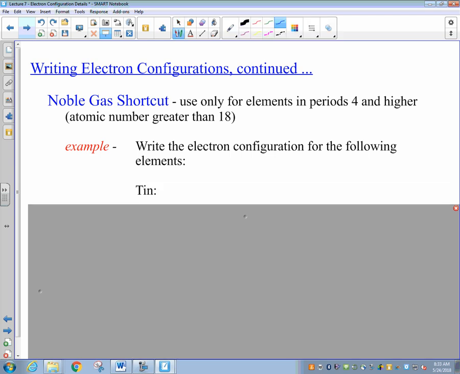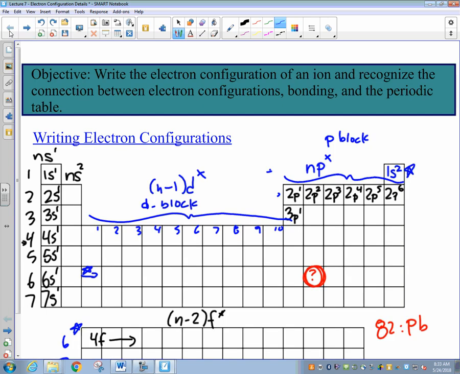Find tin on your periodic tables. Tin is element number 50. Element number 50 on your periodic table is found in the P block, right down here. So here's tin, in the 5th period, second element, and in your P block. So looking at tin, element number 50, we can now go ahead and write its electron configuration using our periodic table as our guide.